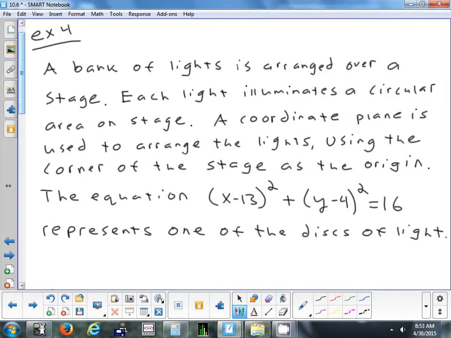All right, so we've got this light on stage. A coordinate plane is used to arrange the lights, and they put the corner of the stage at the origin. That just makes the math a little easier. This equation represents one of the lights. The radius represents the size, how much of the stage is lit up, and where on the stage it's lit up.